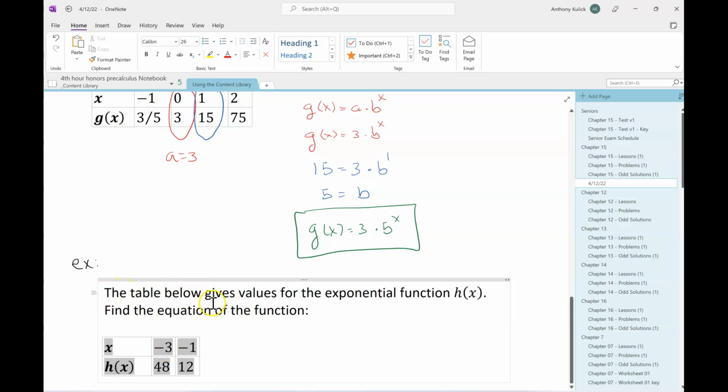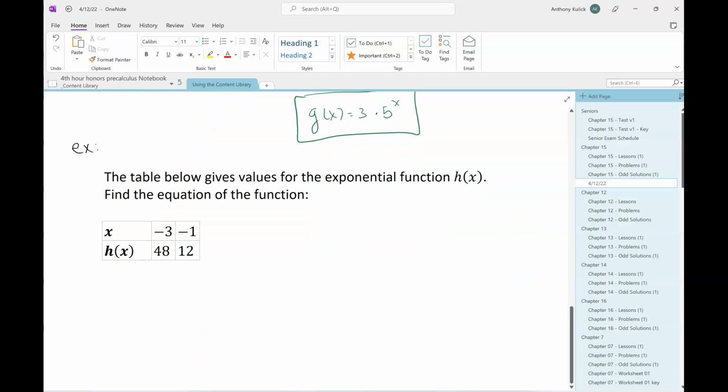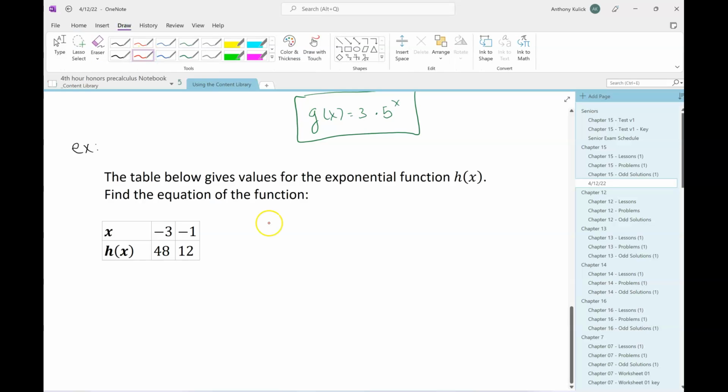The table below doesn't make a lot of sense. Let's make that the table. All right. The table below, blah, blah, blah. Same situation as before. What don't we have, though? The x equals 0, right?